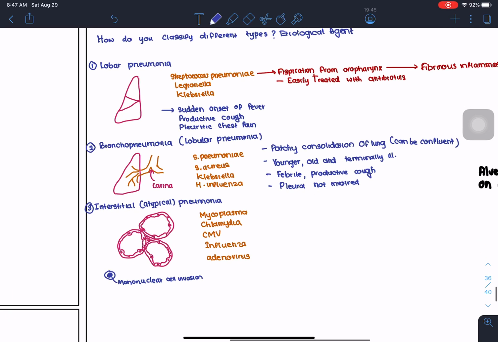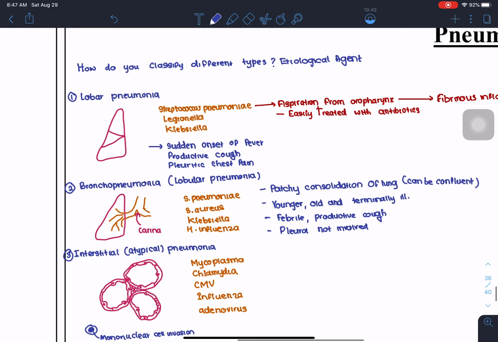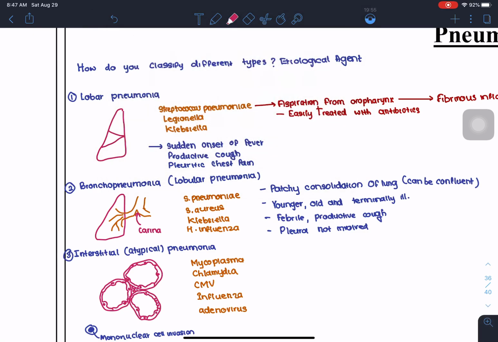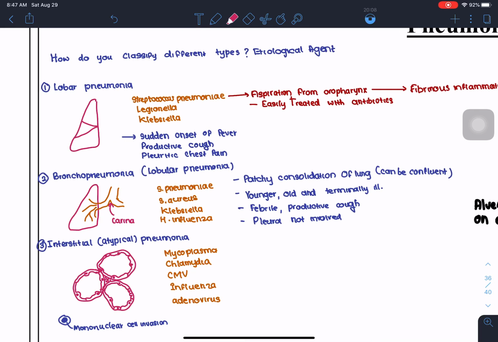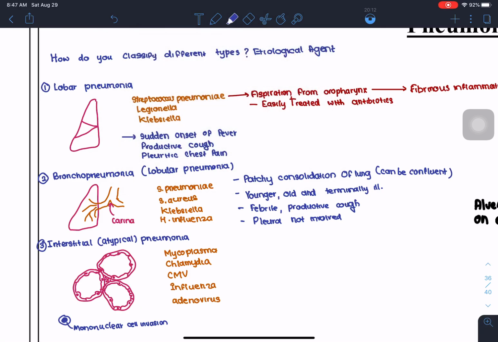We have three main types of pneumonia. First is lobar pneumonia. Let me just tell you in simple terms what pneumonia is: it is basically an inflammatory reaction in which you get fluid and other inflammatory cells, mainly fluids, coming and blocking up the whole lung. So basically, the lung is filled with fluid. That is what pneumonia is.